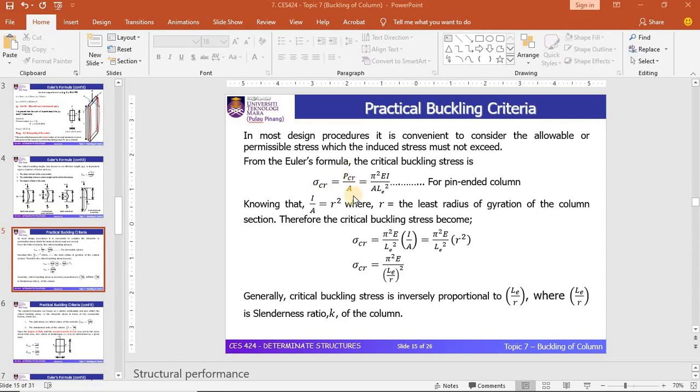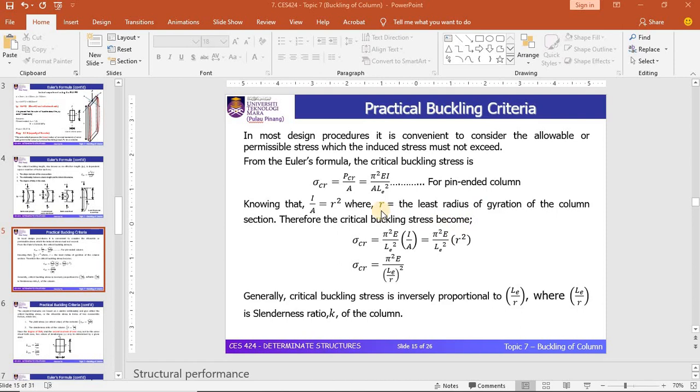But in this respect, we will talk about Euler's formula. We have defined that for PCR, the equation is given by pi square EI over LE square. By substituting PCR with the detailed equation, you can see that the critical buckling stress is given by this equation. We have the term A, and you know that R square is equal to I over A, where R refers to the least radius of gyration.